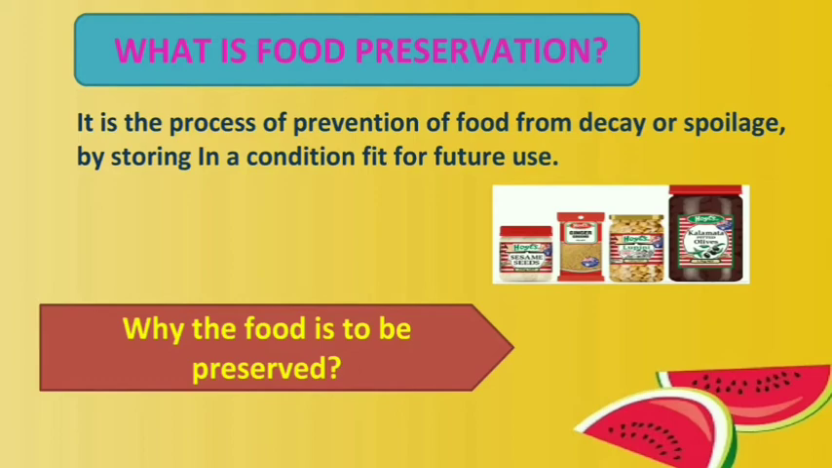For example, pickle. Due to the properly closed lid of a pickle bottle, the pickle may be stored for a longer period, so that we can use it on a regular basis. It doesn't have any expiry. So that we can use the pickles and the jams in a regular way, till the expiry.